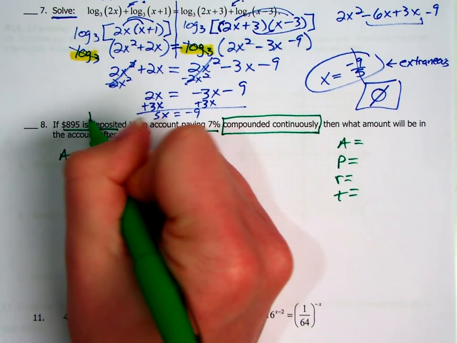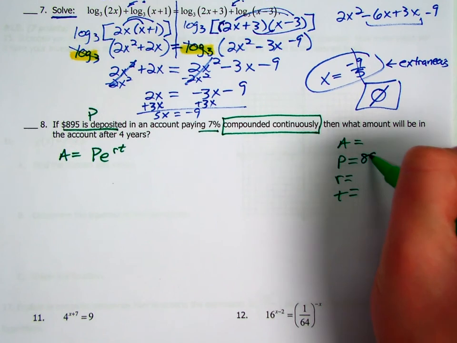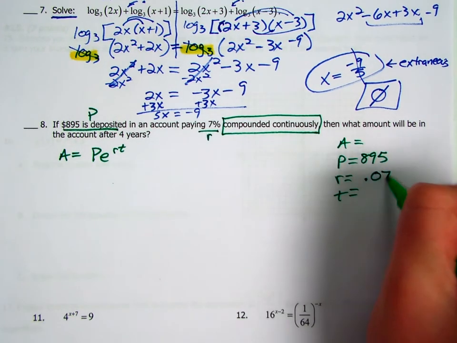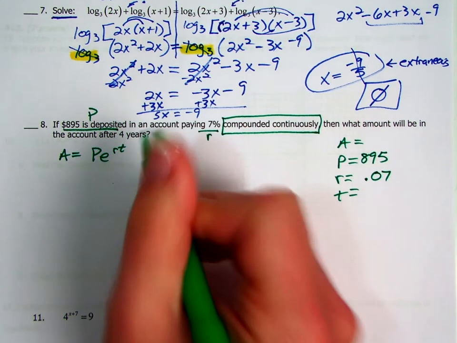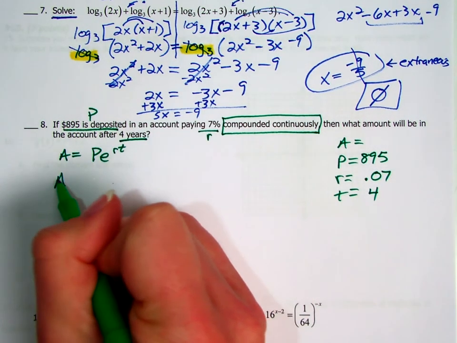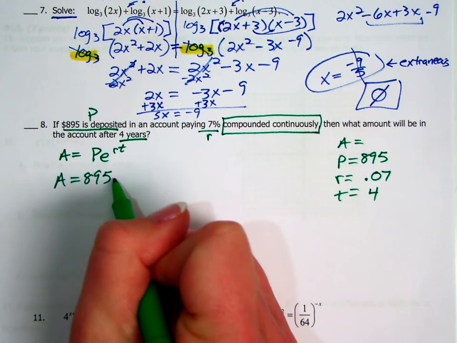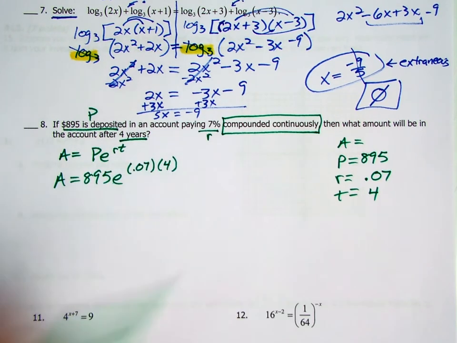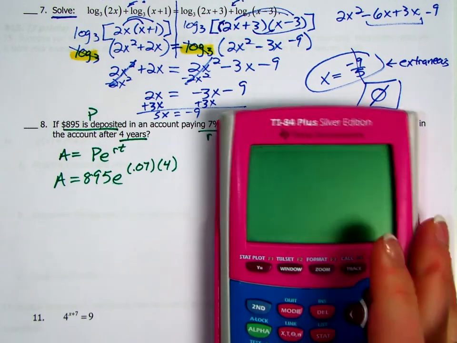So deposit is the principal. It's that starting amount that you have, so that's my P. This 7% is my rate, so it's 0.07. Then what amount will be there after 4 years? So my t is 4. So now we can just plug all that in. A equals 895 e to the 0.07 times 4. So we can go ahead and plug that in.